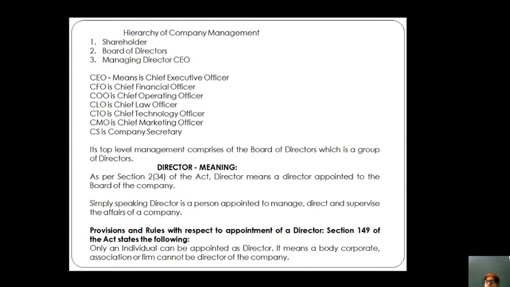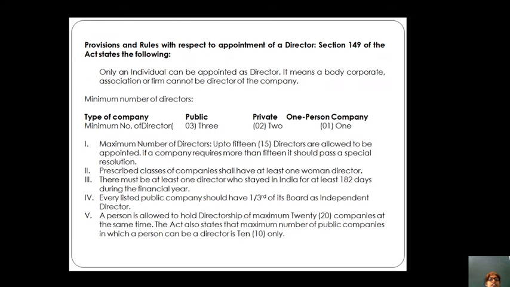The director means it is the post of the name. The person who is working in any organization is called a director. It means, first he is an individual, first he is a human being, and then because he has certain experience, because he is eligible for that certain post, he is called a director. Correct? Now, provisions and rules with respect to the appointment of director.